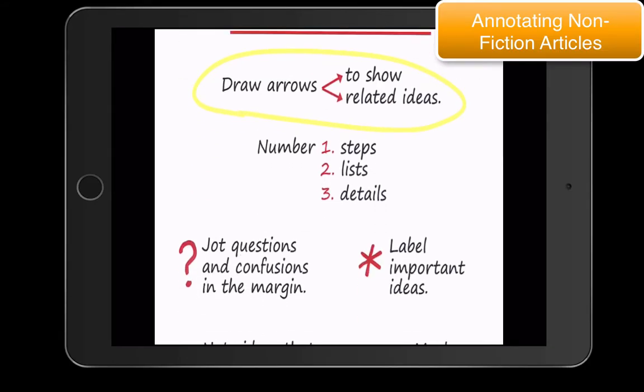Oftentimes when they list something or describe details, it's very helpful to number. This could be really helpful if you're reading something about a scientific process, like do this, then this, then this. Well, that's a 1, 2, 3. Or if there's a list of details, usually those things are quite important. They're listing them for a reason, so we want to make a note of them.